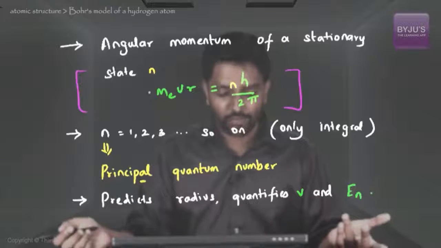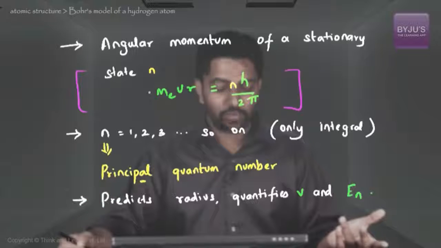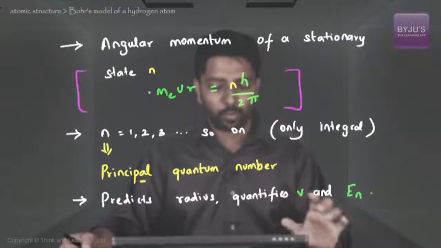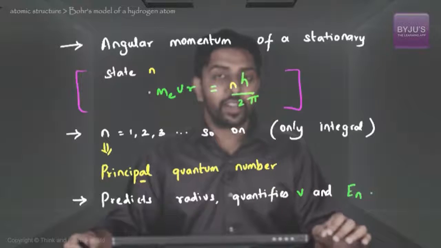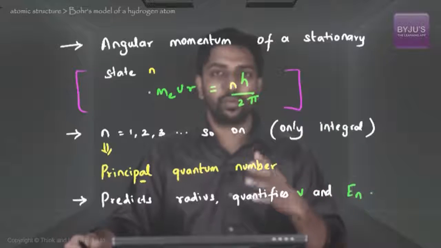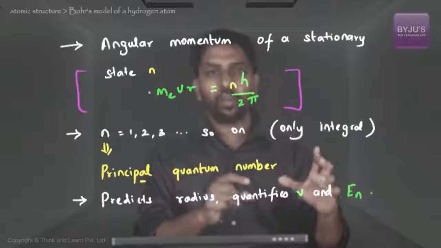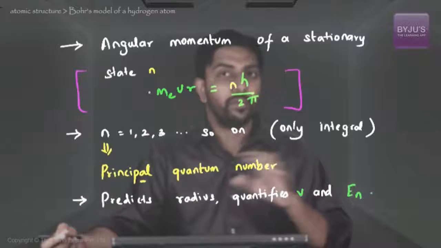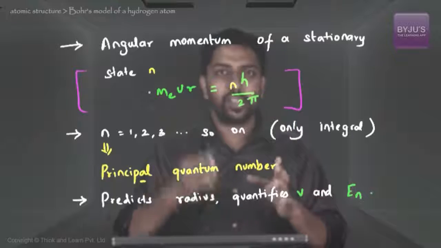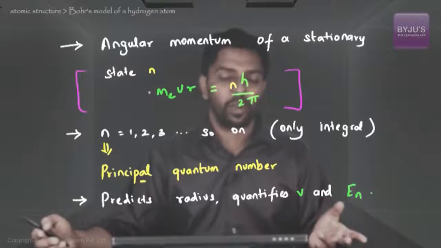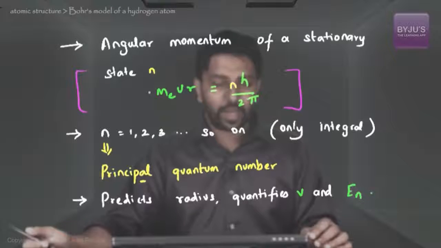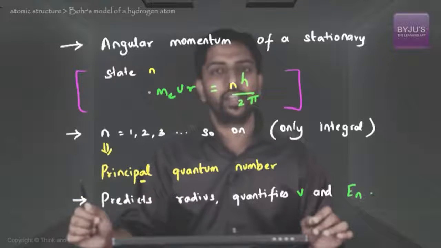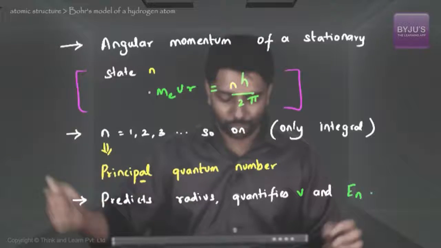H is Planck's constant. So here nh by 2 pi is equal to mass of an electron times velocity of an electron times radius, mvr, which is the angular momentum of that stationary state. N can take positive integer values like 1, 2, 3 and so on. So Bohr, for whatever reasons, just postulated that this angular momentum mvr has to be an integral multiple of h by 2 pi, where n is the principal quantum number, and as n varies, n is 1 is one stationary state, n is 2 is another stationary state and so on.